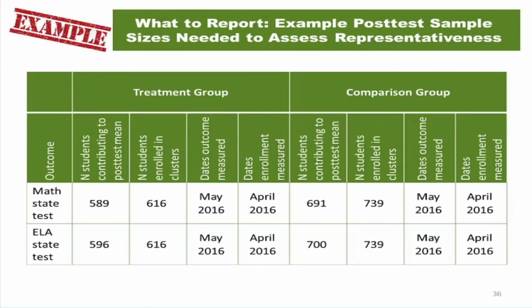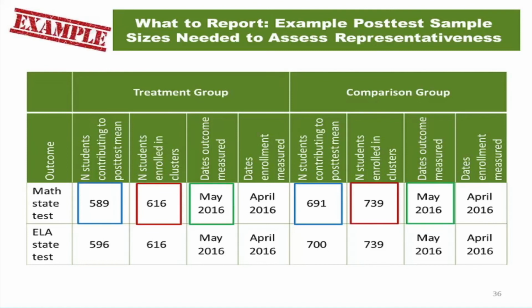Okay, here is an example data table that shows the information you need to report for the assessment of representativeness at post-test. The data includes the number of students in the clusters in the analytic sample for the treatment and comparison group, and the number of students present in clusters at the time of outcome measurement. You report the time that the outcome was administered and the timing that enrollment was measured. The timing that these two counts are measured doesn't have to be precisely aligned. So outcomes could be measured at the end of the year, and enrollment may be measured at some point during that school year.